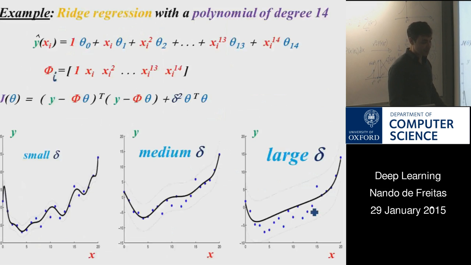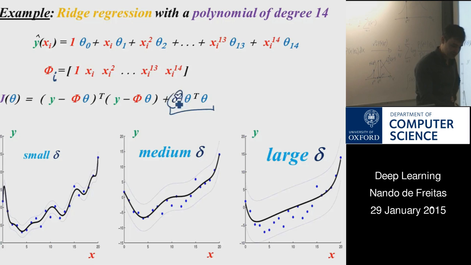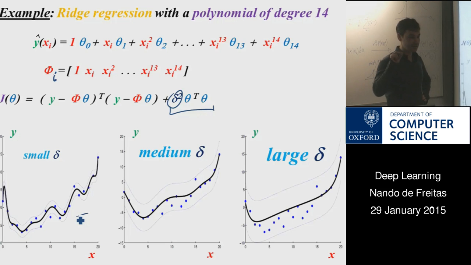There's another way to control complexity, and I'm going to wrap up with this slide here. The other way to control model complexity is to vary delta. Because you have a very high degree polynomial, but you can make many of those thetas go to zero by having a particular choice of delta. If delta is very small, the polynomial will still tend to go over all the points. But as you increase delta, you start getting rid of the oscillations in the polynomial. So delta gives us another way of controlling complexity. So now we have two ways of controlling complexity, the amount of data and delta.